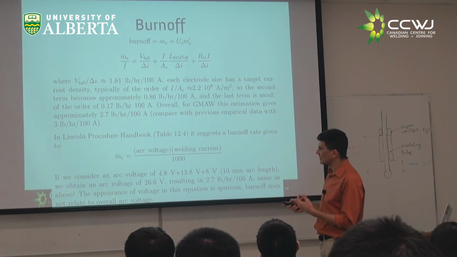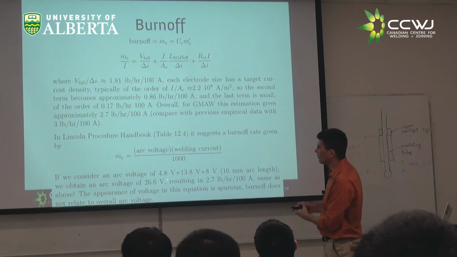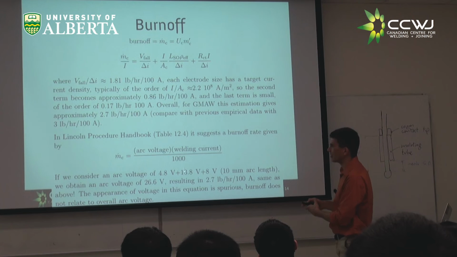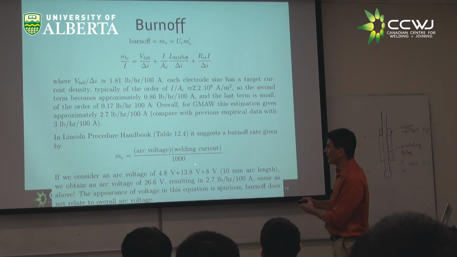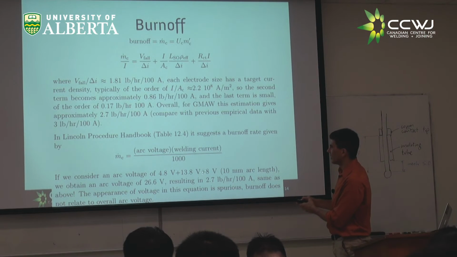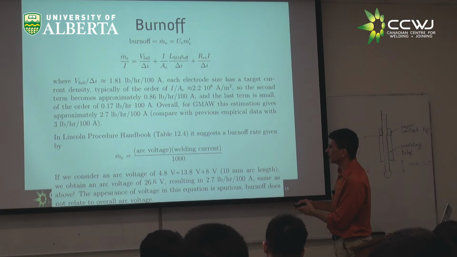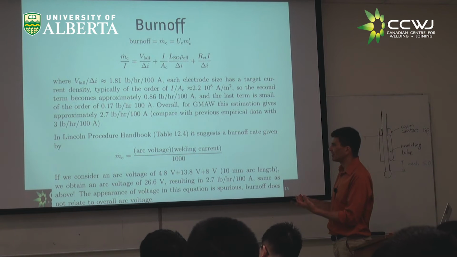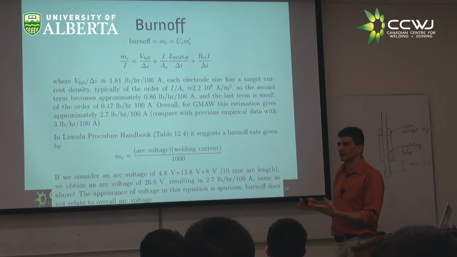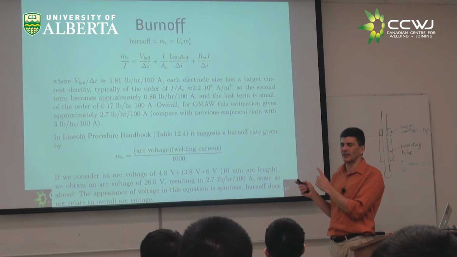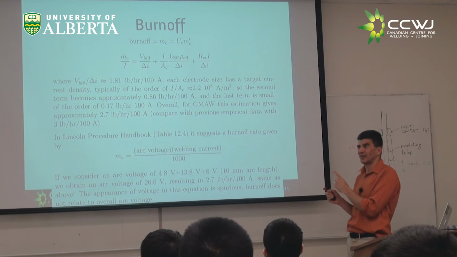But if we take this seriously and say, okay, let's do the anode fault voltage plus a 10 millimeter arc length, just to give it a number, that would give us 8 volts and a cathode voltage of 13.8, right? And this gives us 26.6 volts, right? These 26.6 volts end up giving us the exact value, 2.7 pounds an hour every 100 amp. That is what we calculated from first principles here, right?